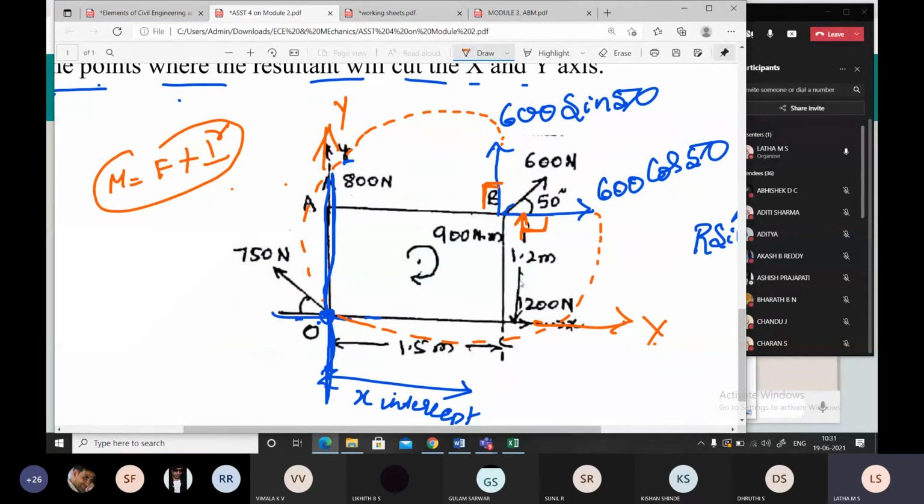What about the other force, the 1200? Ma'am, it is along point O. Yes, it is passing through point O. Its contribution is 0. If I write 0, it means it doesn't have any perpendicular distance.